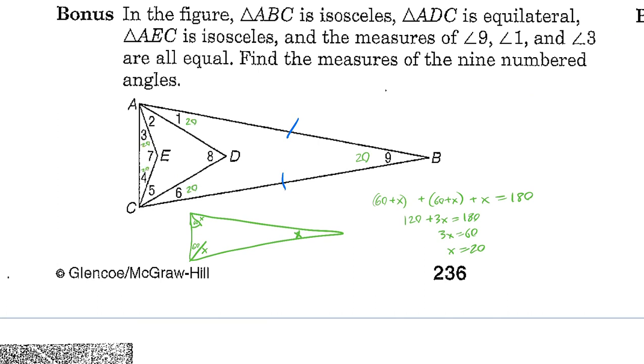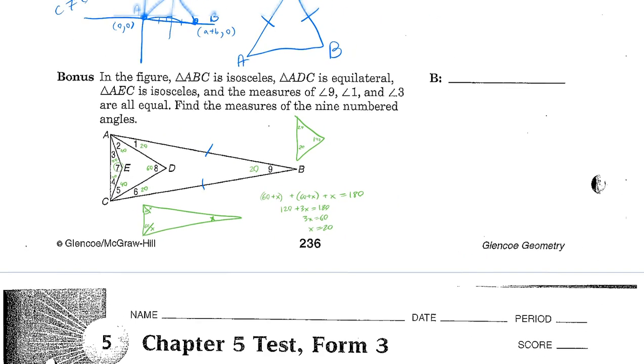and this is 20. Well, let's find the other angles. We already knew this was 60 because it's equilateral. So 60 minus 20, this is 40. We knew this was 60. Over here, we get, again, 60 minus 20. So this is 40 degrees. The only one we don't have is 7. And that one's in a triangle with 20 and 20. And so we just do 180 minus 20 and 20. That's 180 minus 40. And so we get 140 degrees for 7.